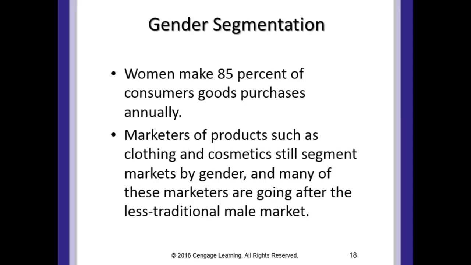Gender segmentation, interesting stat is that 85% of consumer goods and purchases are made by women annually. So excluding women from a market segment is excluding 85% of annual sales. So it's something you have to be very careful of. So make sure that, if at all possible, you can even include the fact that women are at least buying products for other people. They might not be geared towards the women, but at least keep in mind that they're going to be buying the products.